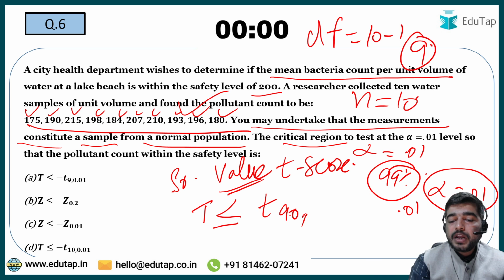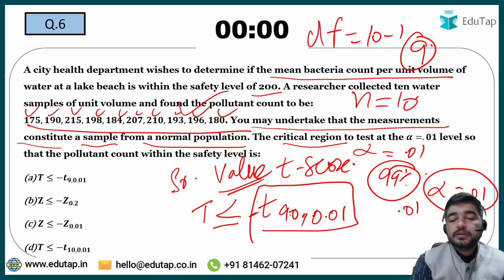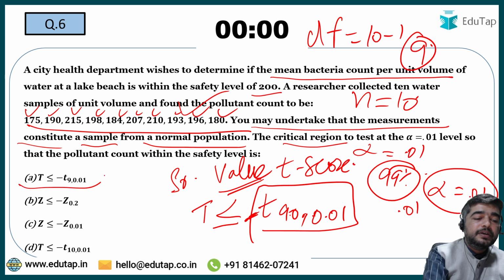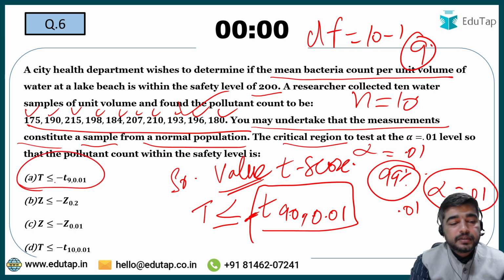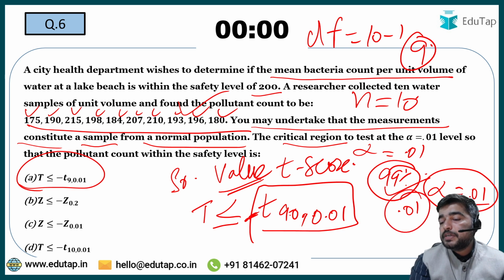And your level of significance is 0.01. This test will give you your required result. So the answer will be t less than or equal to negative t. Your confidence level should be 99%, that is, level of significance alpha should be 0.01, and degrees of freedom 9.